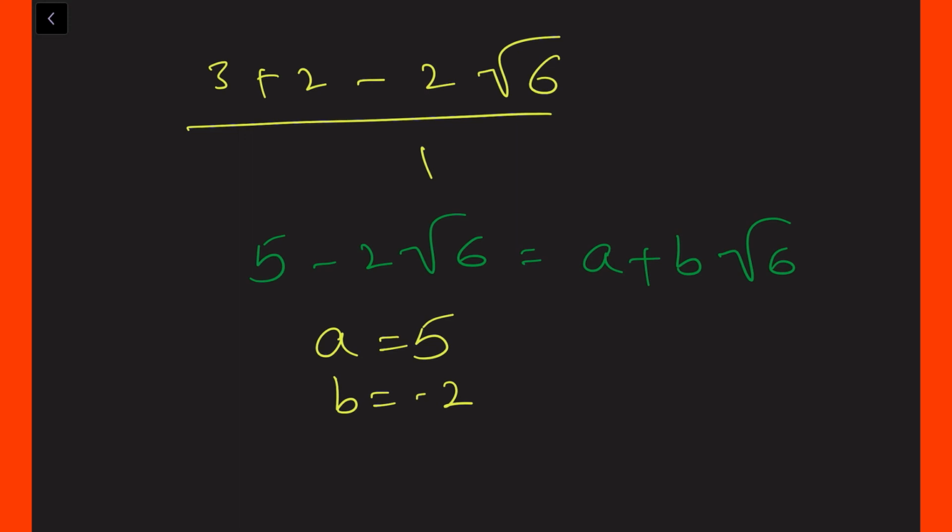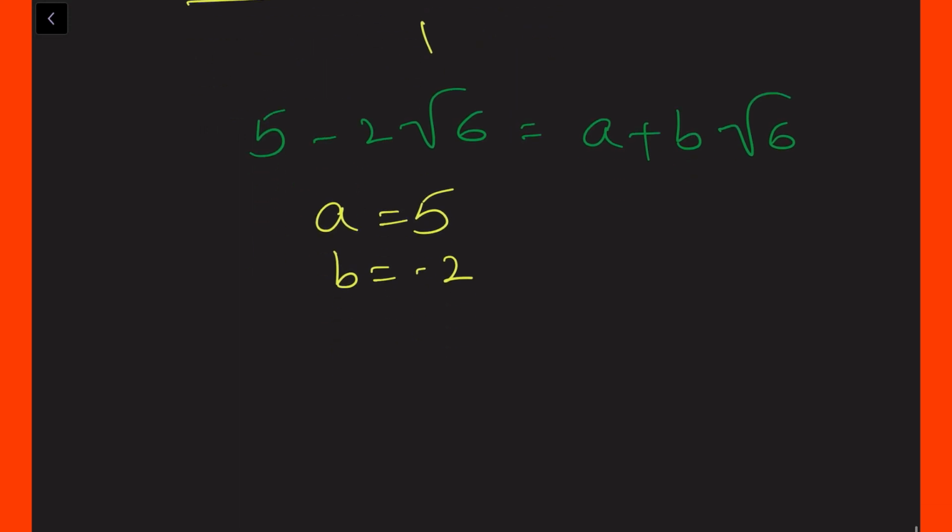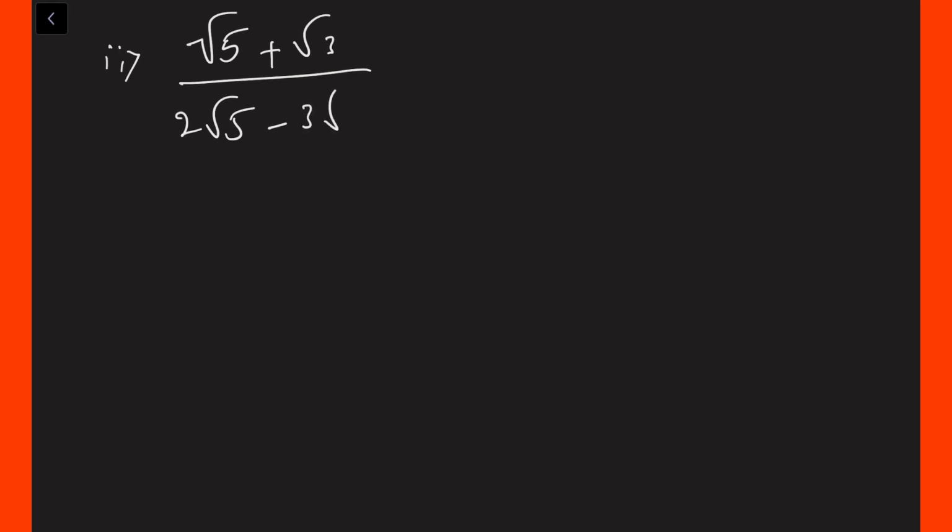Next, let us check the second question in this. The question is given as root 5 plus root 3 divided by 2 root 5 minus 3 root 3, which is equal to a minus b root 15. In this case also, we need to find out the a and b values.